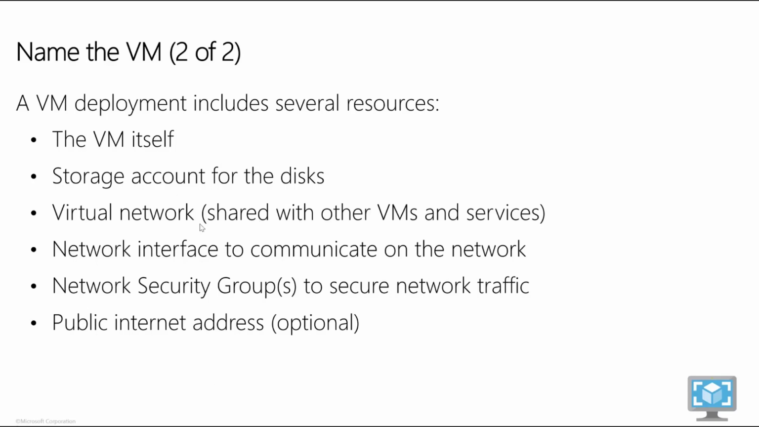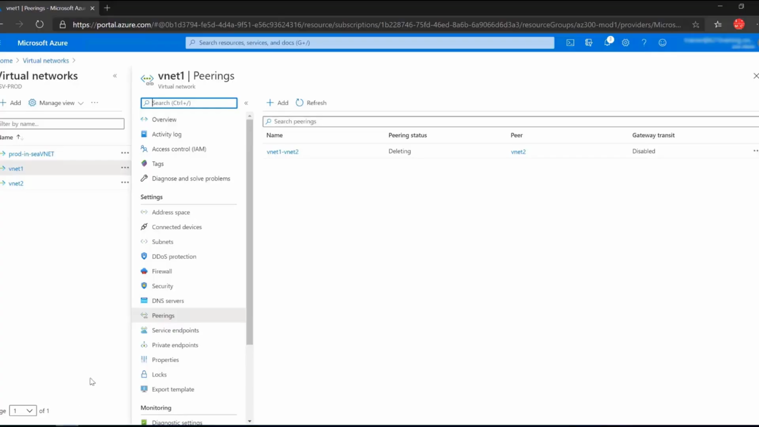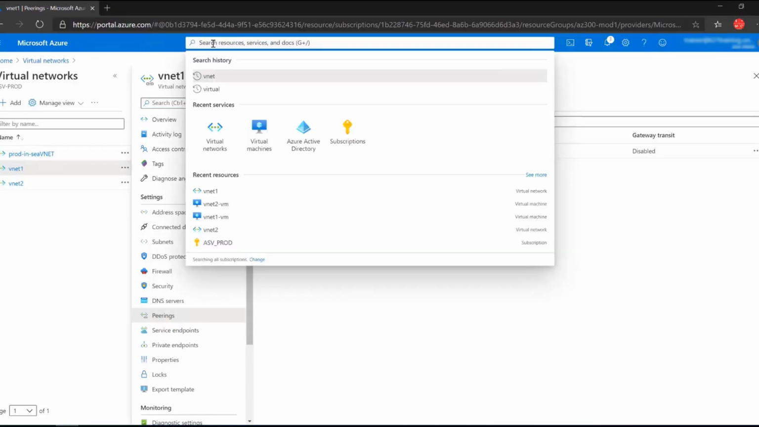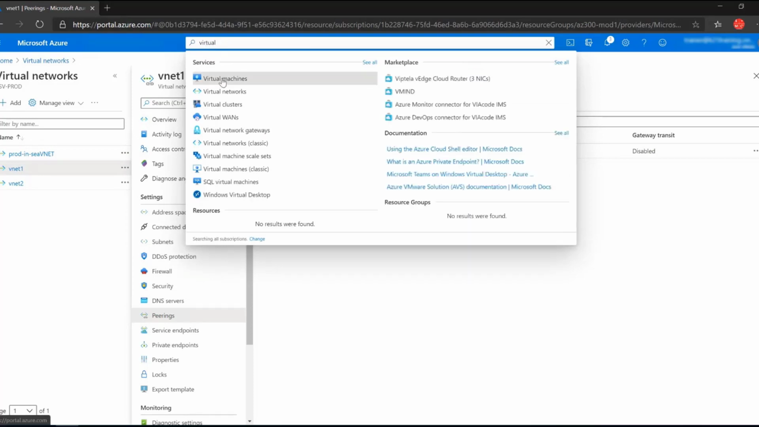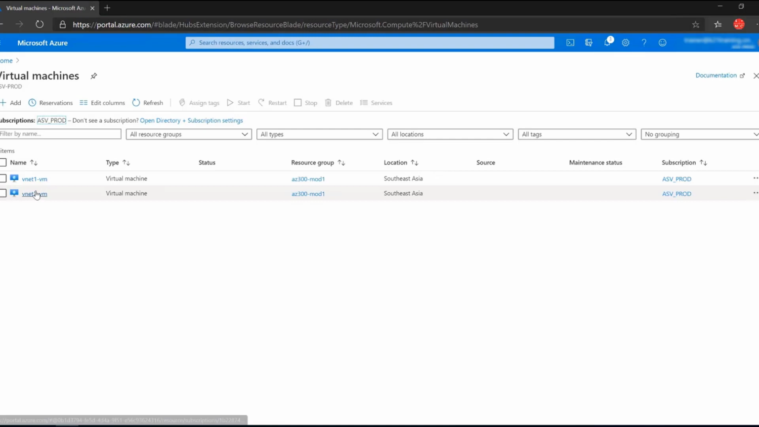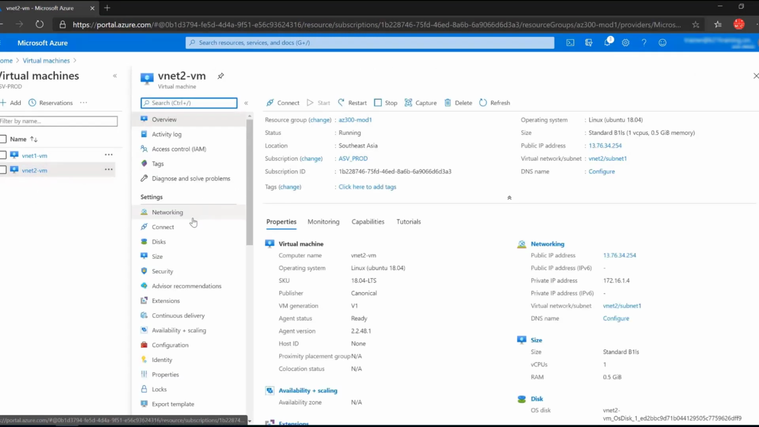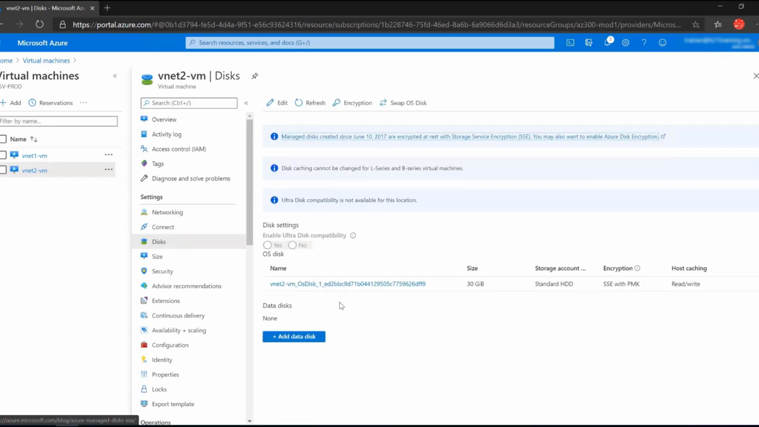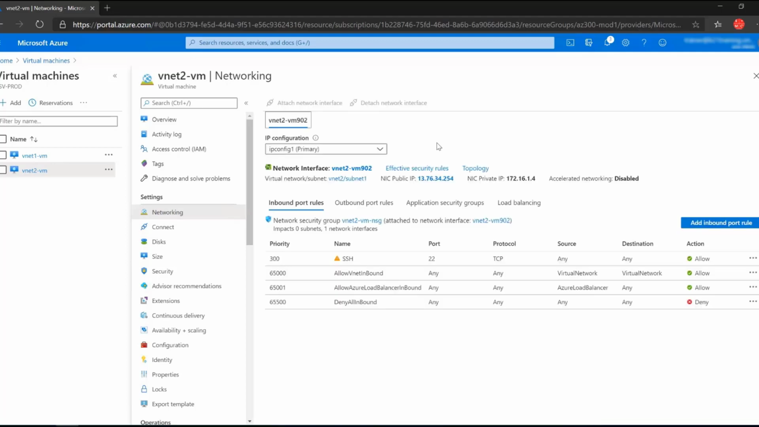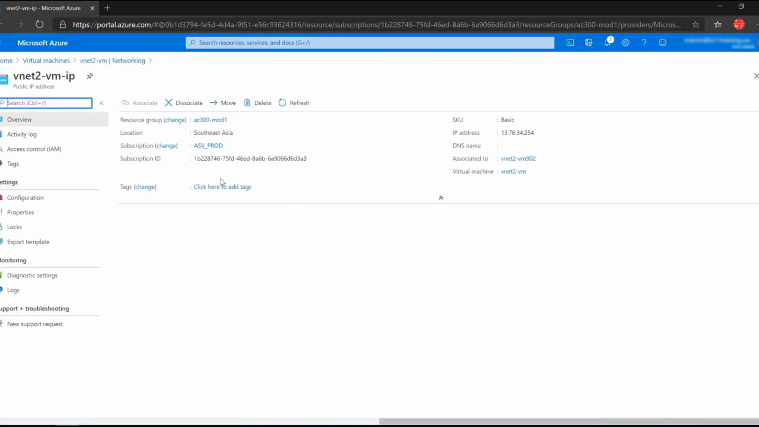So if I switch back to the portal, and if I go to virtual machines, the name that we gave was VNet2 VM. So if I go and try to find the disk, you can see that the name is actually appended to the disk name. That's VNet2 VM OS disk 1. If I go to networking, if I take a look at my network interface, that's VNet2 VM 902. Then if I go to my public IP address, this one, and it will have a name something similar to that.